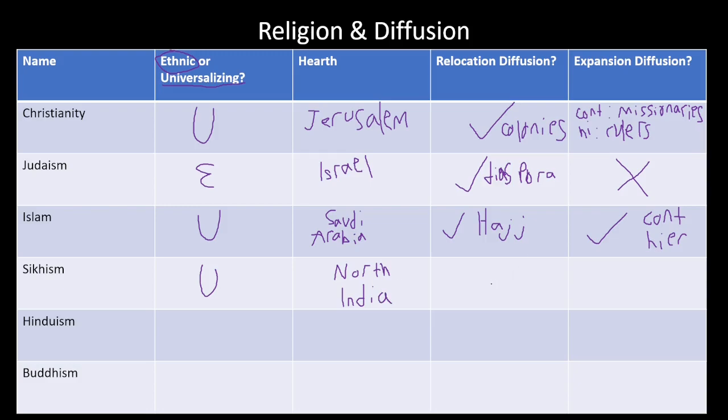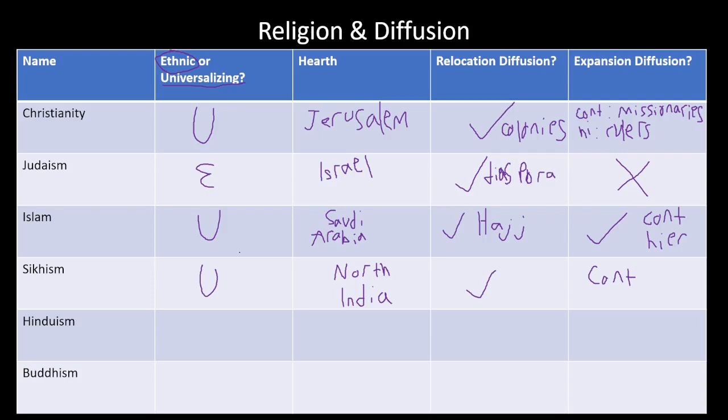Relocation diffusion? Yeah. So it kind of just spread from people migrating, and of course trade. That's something to note. And then what about expansion diffusion? Yeah, contagious diffusion. What was it? Contagious diffusion by missionaries and trade for Sikhism. Is that how you say it? I don't know. These are a lot of foreign words. I don't know them. All right.